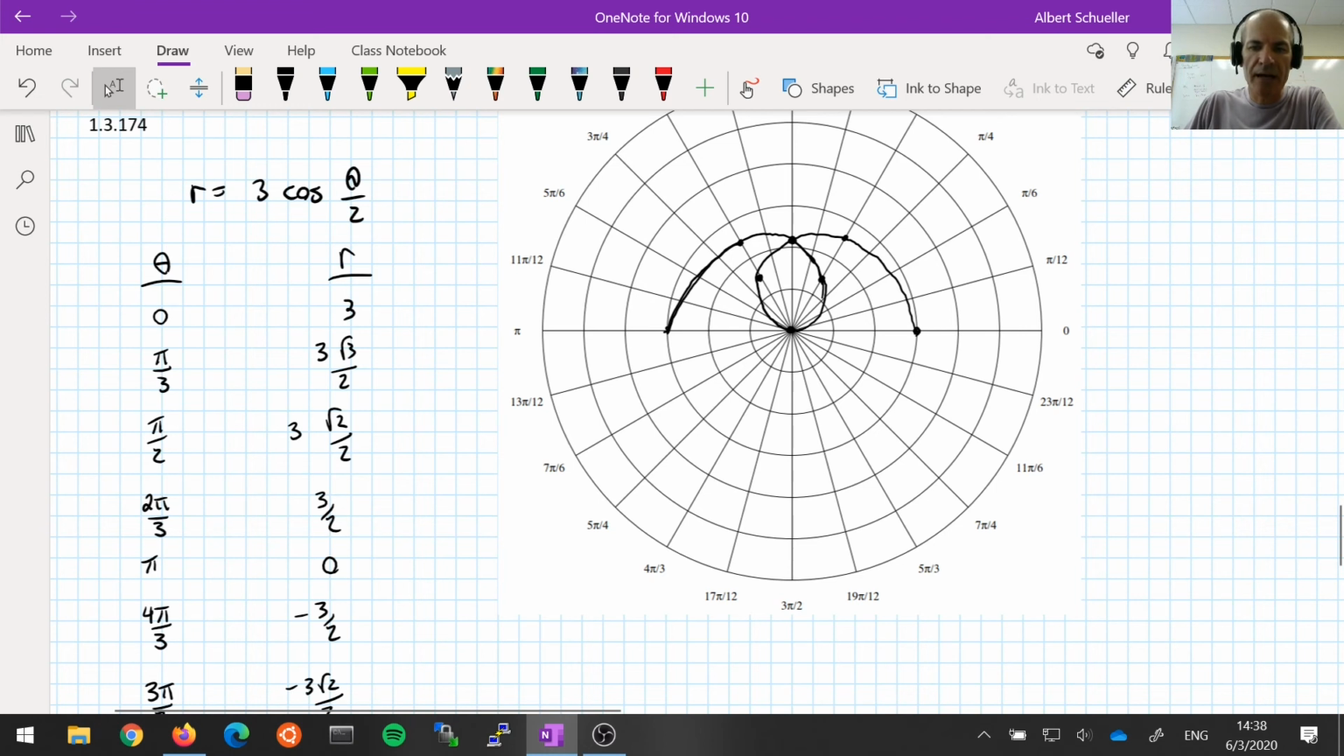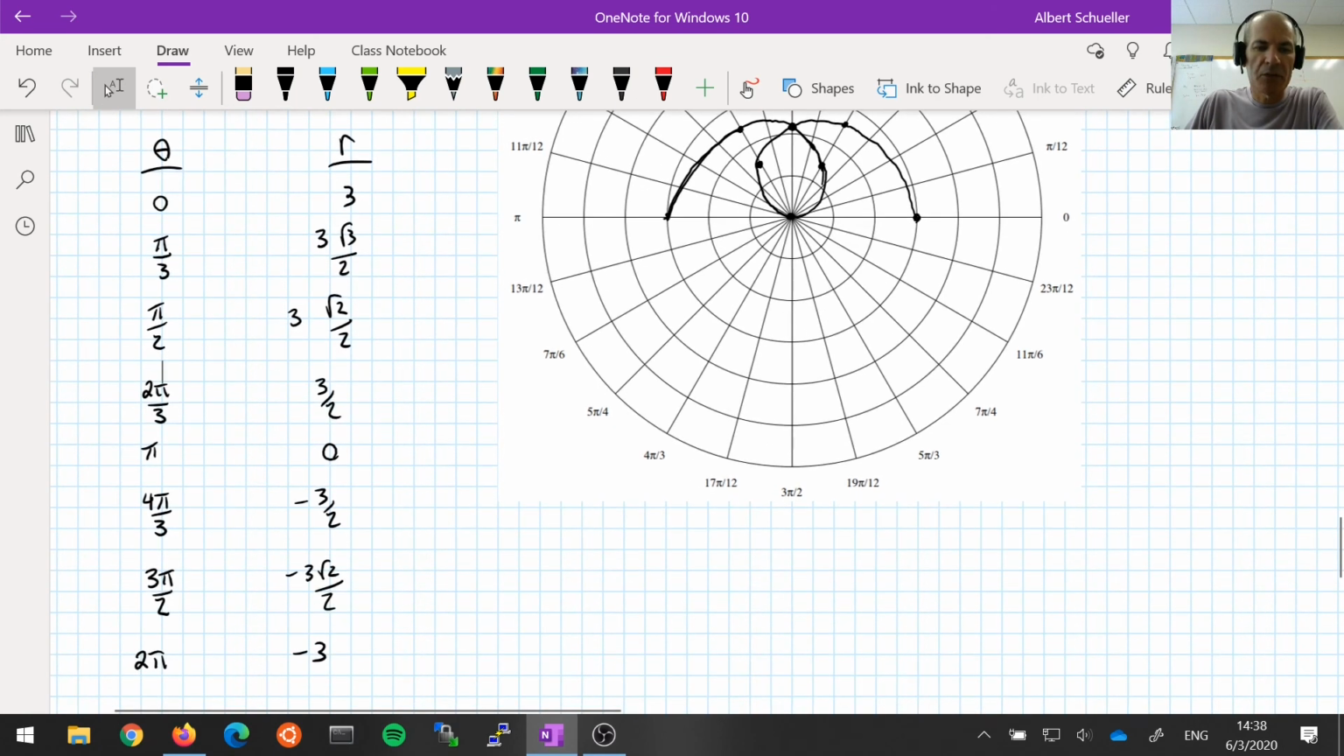And then when I go past, let's say go to 4 pi over 3, 4 pi over 3 goes to, when I divide by 2, 2 pi over 3. The cosine of 2 pi over 3 is negative 1/2 times 3, we get negative 3/2. So for 4 pi over 3, I need to go back through the origin out to 1.5 or 3/2. So remember, I go out here a negative distance, which means go back through the origin here.